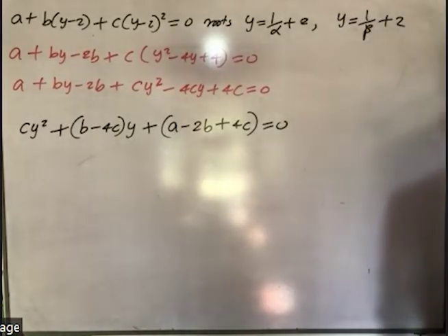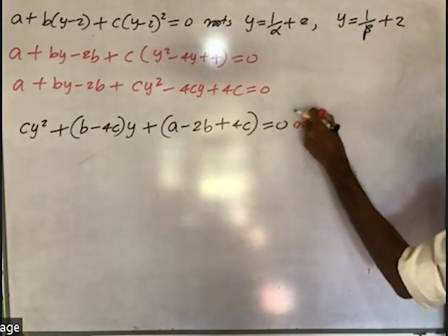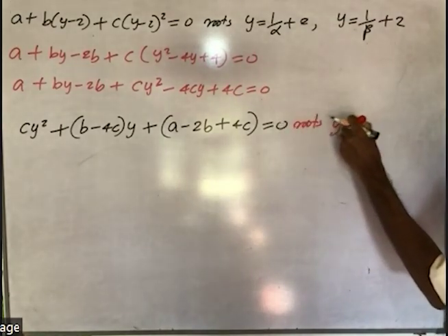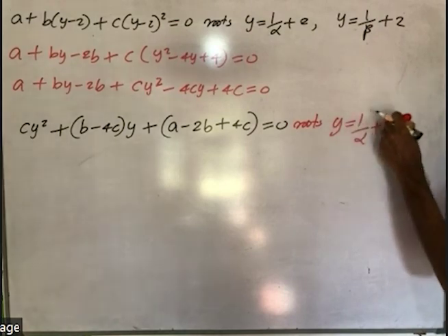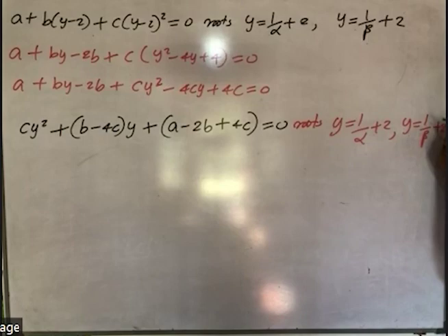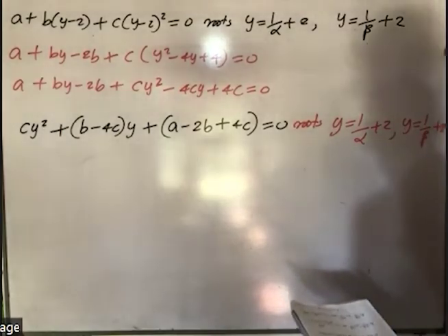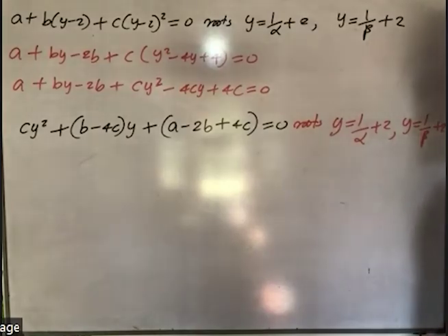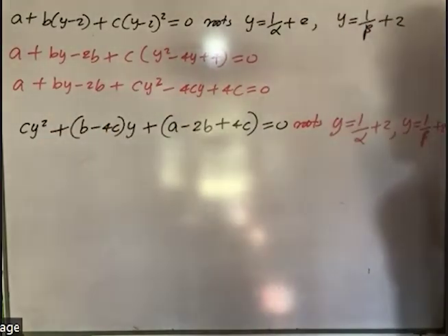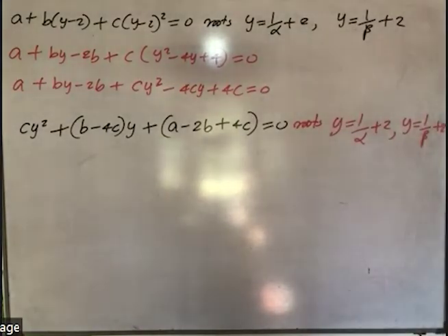Right. Now here the roots are y equal to 1 over (alpha plus 2), comma, y equal to 1 over (beta plus 2). Here these are the two roots. Right. So this is the equation that we want: cy squared plus (b minus 4c)y plus (a minus 2b plus 4c). These are the roots that we want.